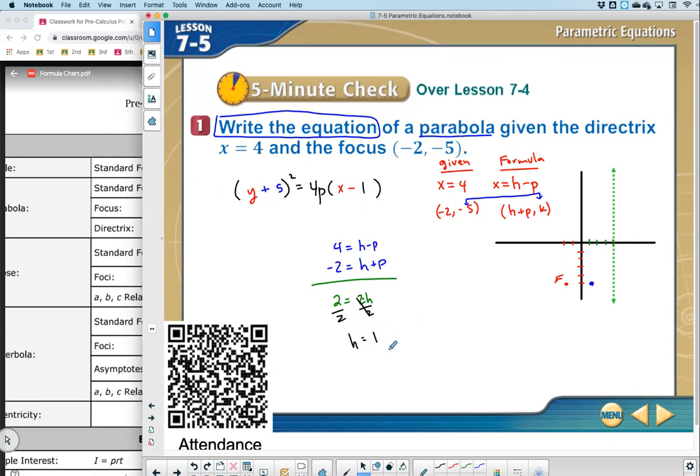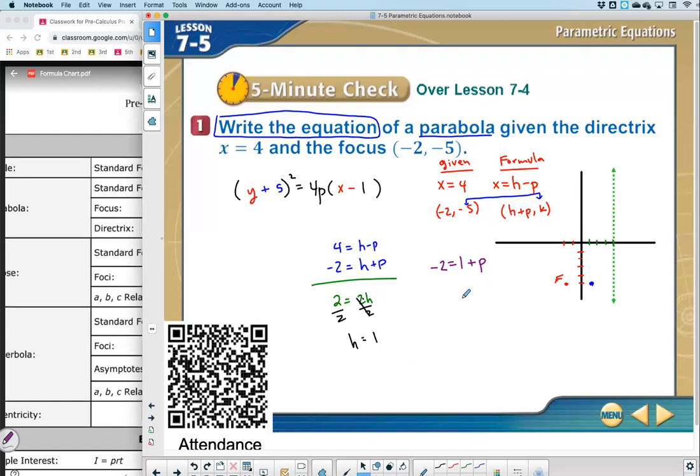We're left with one thing left to do. We need to solve for p. I would suggest pulling either one of these two equations to solve for p. Now that we know h, we just plug it in. I'll take this bottom one right here. I think this one would be the easiest personally. And so I'm going to say, instead of h, I'll say 1 plus p. So negative 2 is 1 plus p.